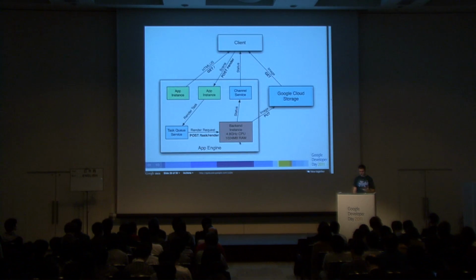So what I've just described here is the task queue making this post call, and then the backend itself rendering the image, and it uploads the image to Google Cloud Storage. And then at every point while it's doing this, it's sending status messages through the channel service to the client. And finally, the client performs a GET from Google Cloud Storage to retrieve the image and display it on the user screen.